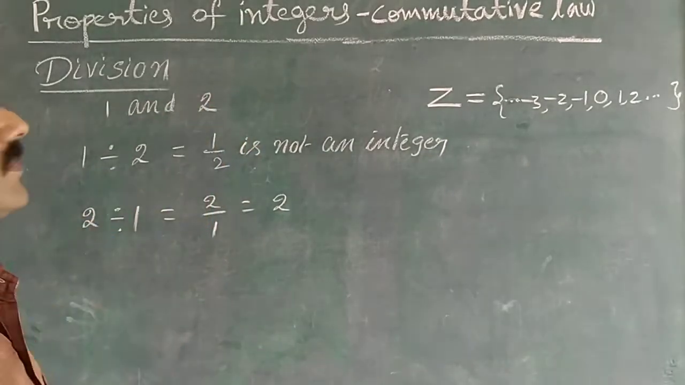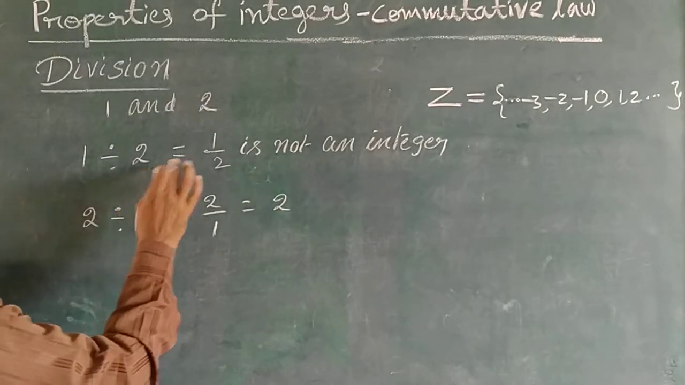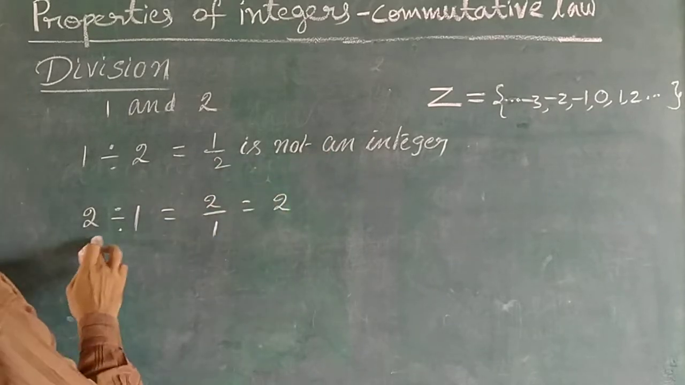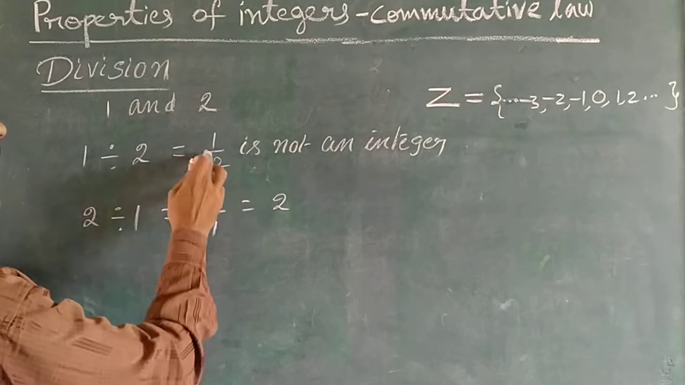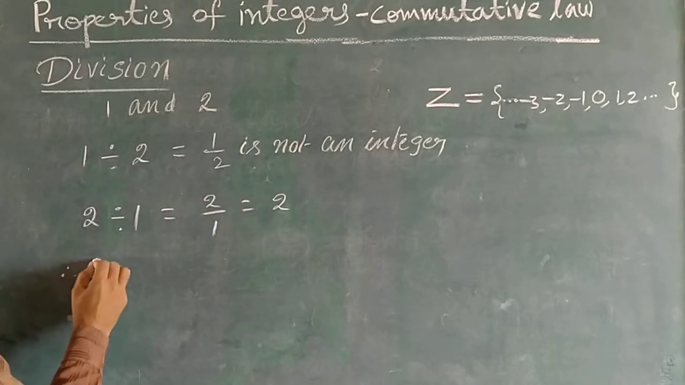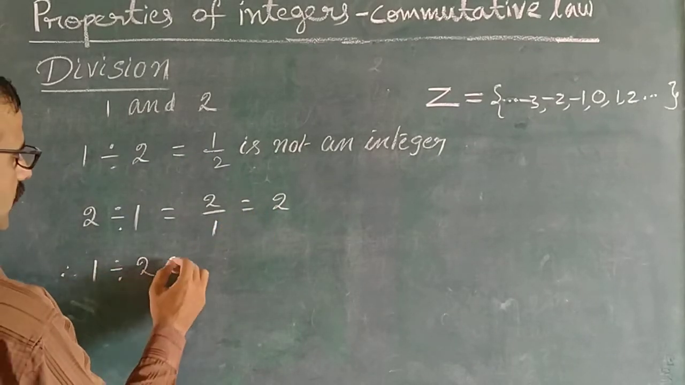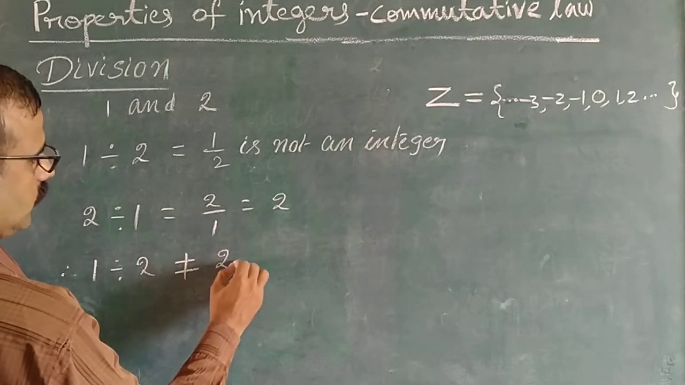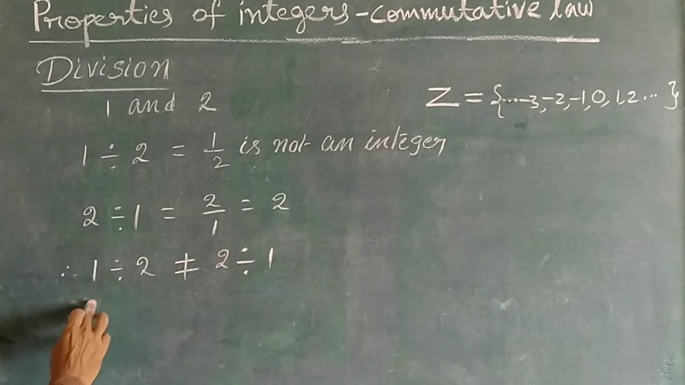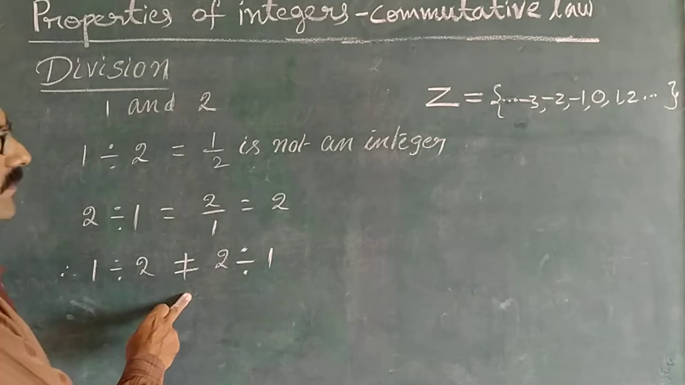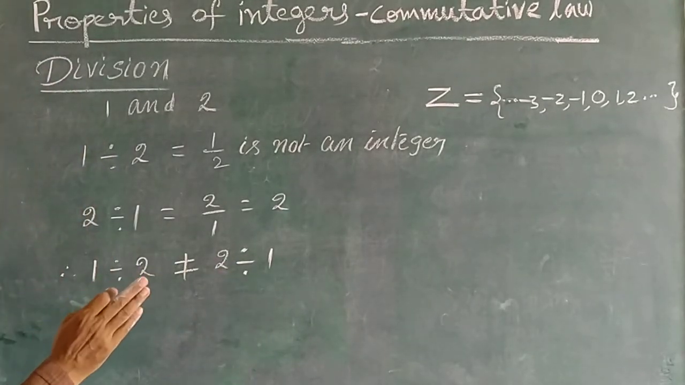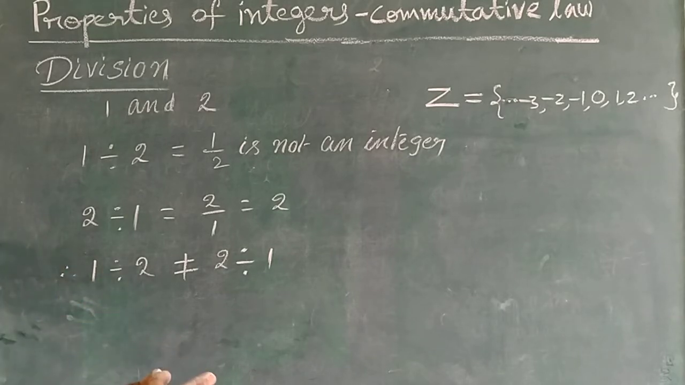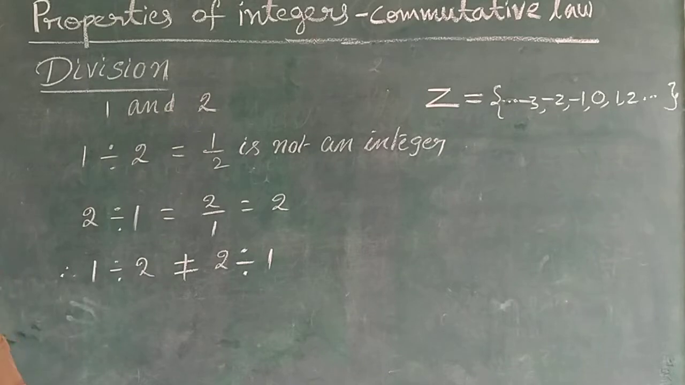Here commutative law is also not satisfied. So 1 divided by 2 equals 1 by 2, which is not an integer. 2 divided by 1 equals 2 by 1 equals 2. But both results are unequal. Therefore, 1 divided by 2 is not equal to 2 divided by 1, which means A divided by B is not equal to B divided by A. So commutative law or commutative property is not satisfied for integers with respect to division.